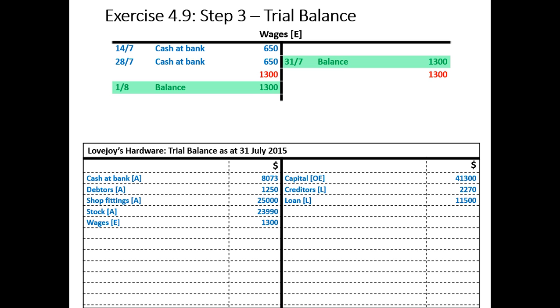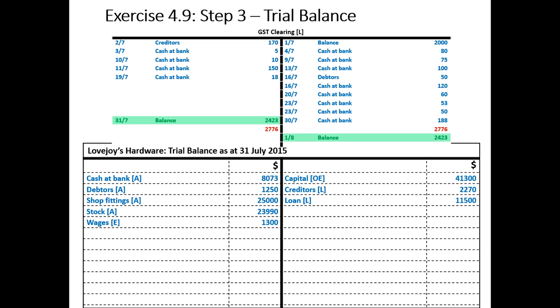Wages are an expense, so that'll be a debit. We balanced out GST. We never want to assume, we just make sure that it is actually a liability in this case. It could be an asset, but because it is a liability, it had a credit balance, so that'll go on the credit side of the trial balance.